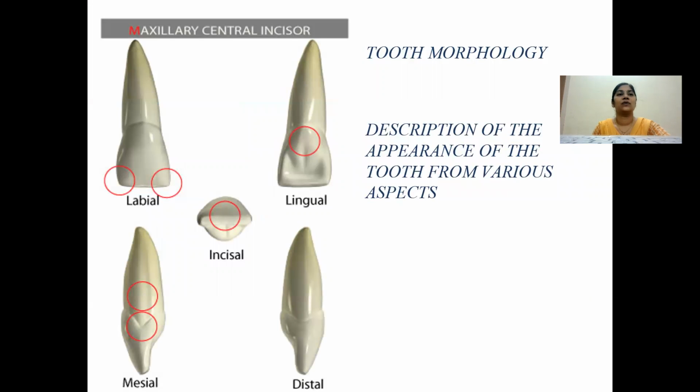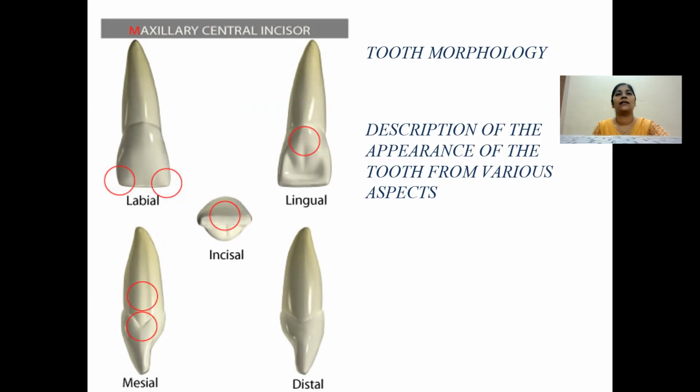The next slide shows a pictorial representation of various aspects of the tooth. It shows the labial, lingual, mesial, distal, and incisal aspects. Some aspects of the tooth are highlighted over here. In the labial aspect, 2 areas are highlighted. The mesial side shows the mesioincisal angle, and the distal, that is the left side, shows the distoincisal angle.